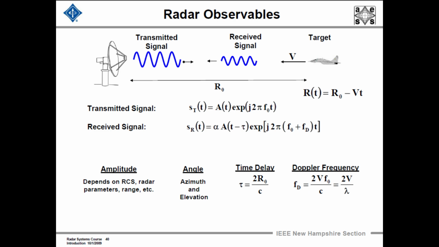Finally, the Doppler frequency shift is twice the radial velocity, or the velocity along the radar's line of sight. It is calculated as twice the velocity of the target multiplied by the transmitted frequency, divided by the speed of light. Since frequency divided by the speed of light gives the wavelength, the Doppler shift can be expressed as twice the radial velocity divided by the wavelength of the transmitted signal.